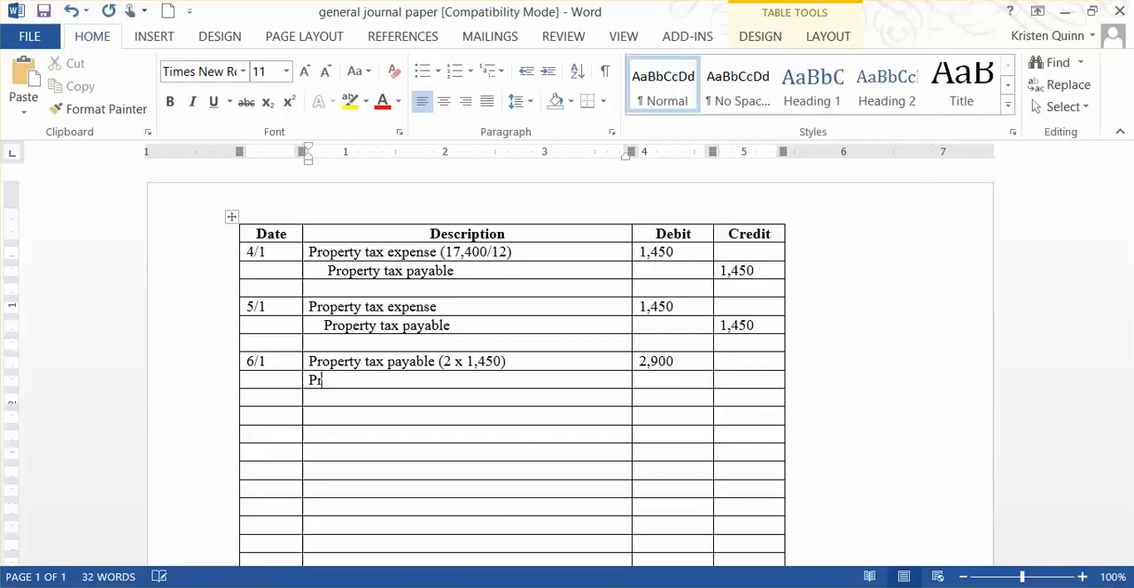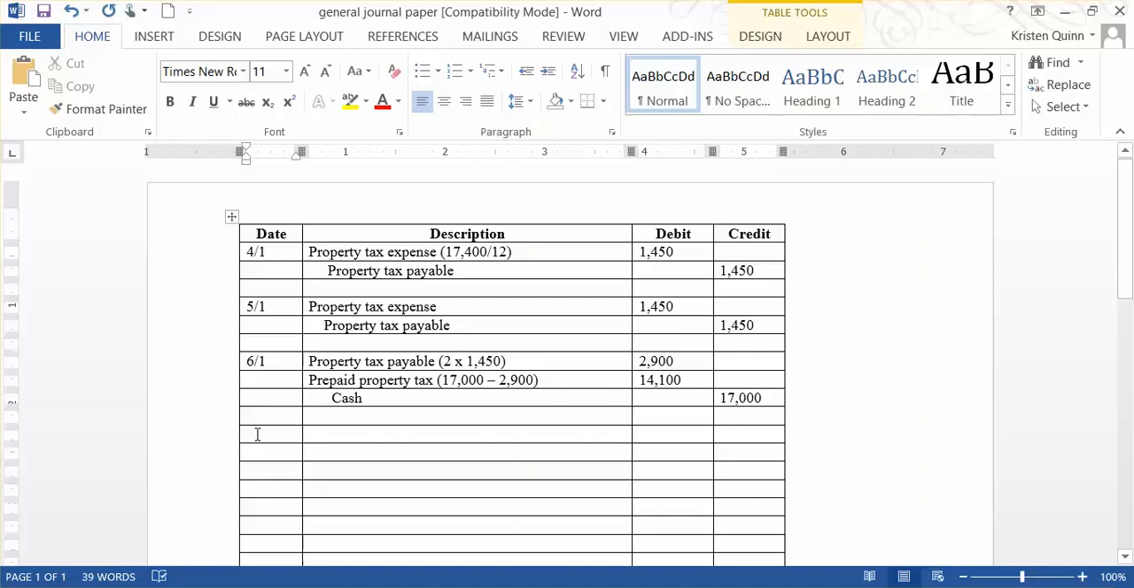We now have a prepaid property tax because we are going to recognize a portion of that every single month, just like we would with prepaid insurance or prepaid rent. And that's the difference between the $17,000 that we are assessed and the $2,900 that we had already expensed this year, giving us a $14,100 prepaid property tax. And again, they told us that we paid that property tax immediately. We've paid the $17,000.